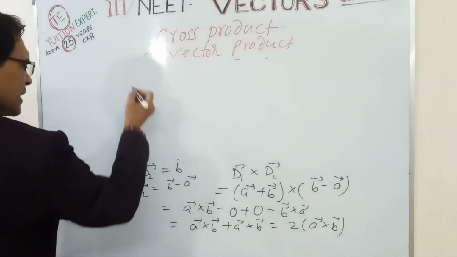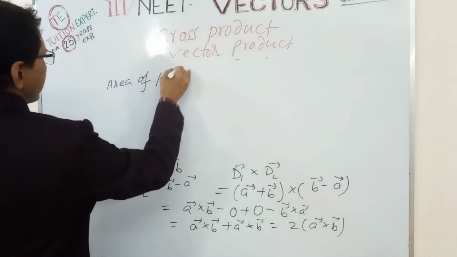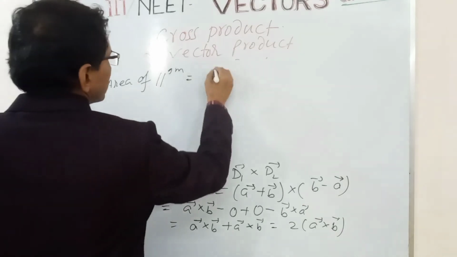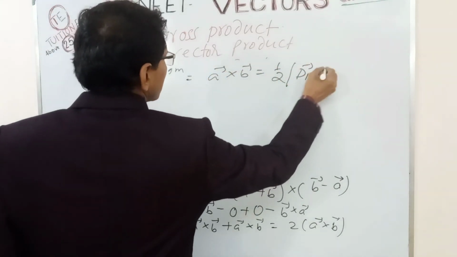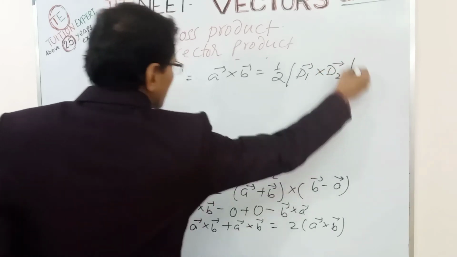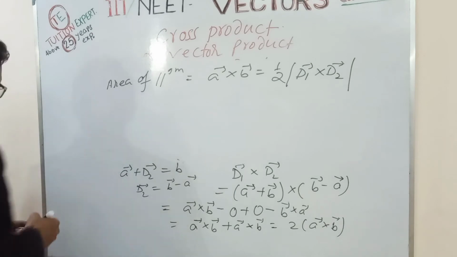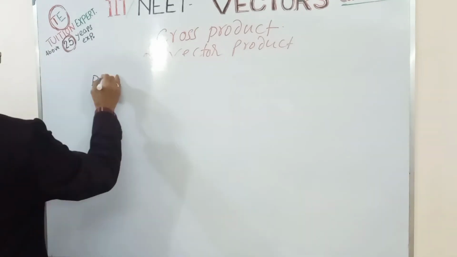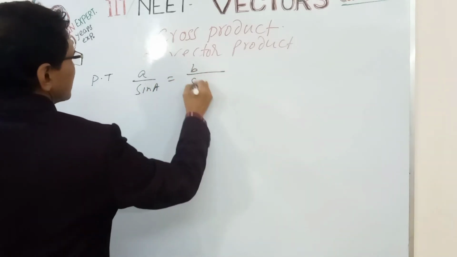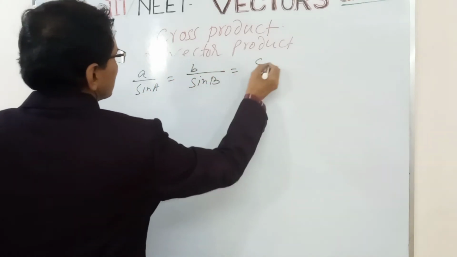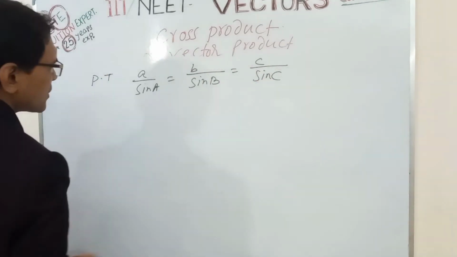So a cross b, the area of the parallelogram, is equal to a cross b, which is equal to half d1 cross d2. Okay. Next, prove that. This result is important to solve different problems.